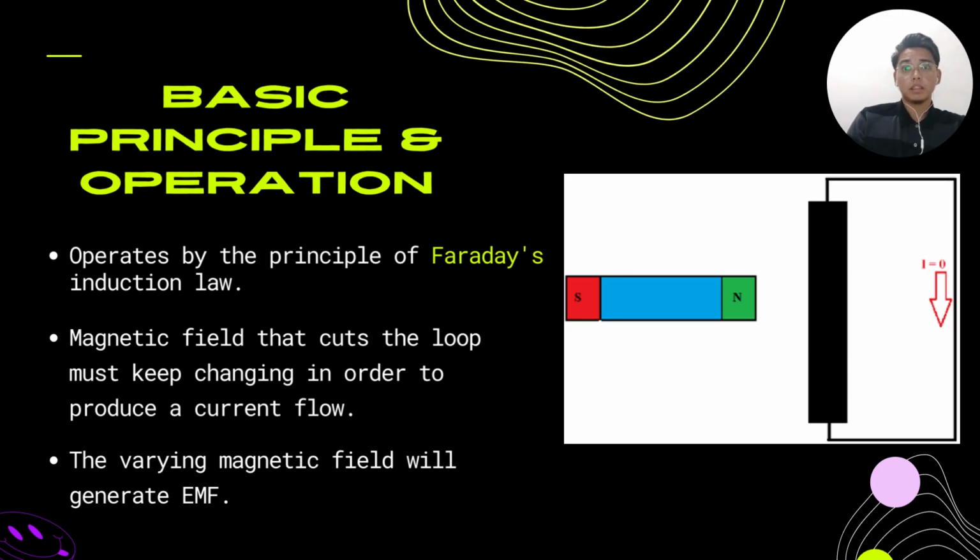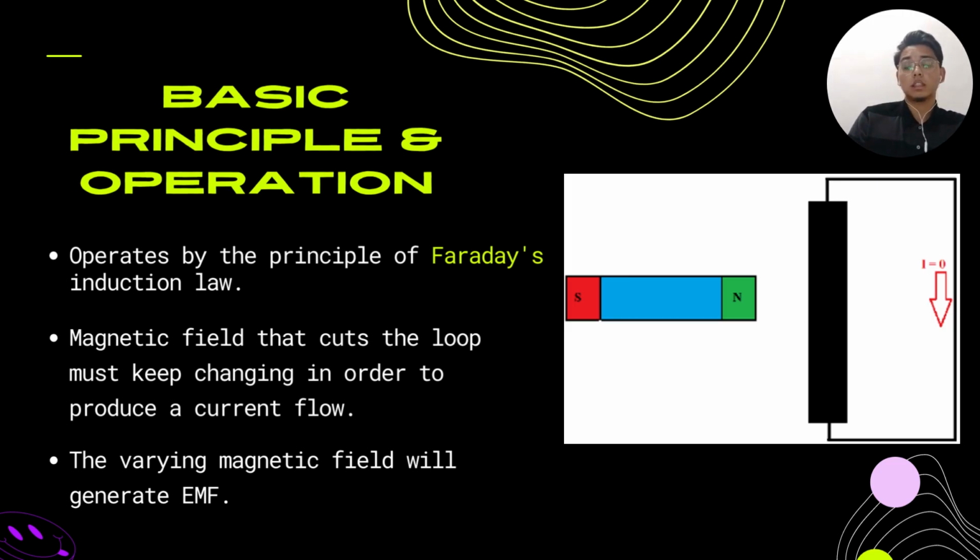This means that the magnetic field that cuts the loop must keep changing in order to produce a current flow. The varying magnetic field will generate the EMF across the loop. So in order to describe the law better, let us go through this figure.